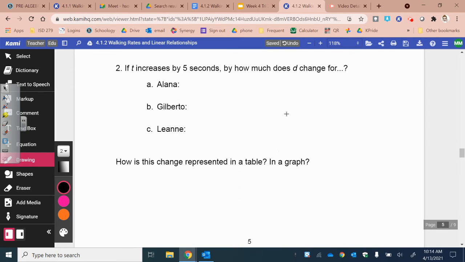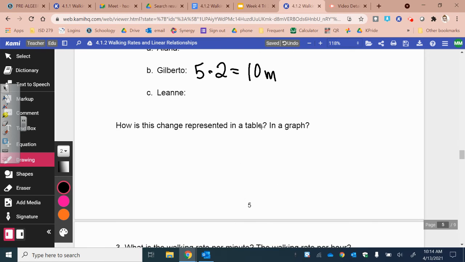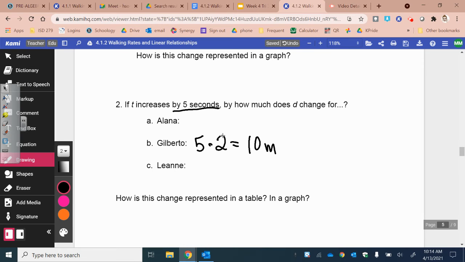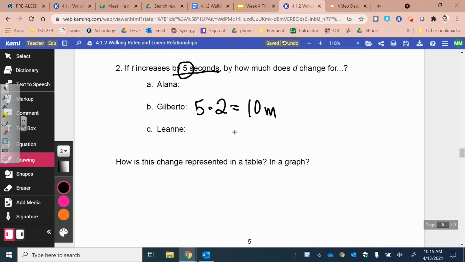And then in number 2, they ask you the same set of questions, but just think about it with 5 seconds. So again, in 5 seconds, Gilberto's still walking 2 meters per second. He should get 10 meters further. And then think again about how it is represented in a table. How is it represented in a graph? How many rows do you jump when you're doing 5 seconds compared to 1 second? How many times do you go to the right on the graph? And then just compare that.